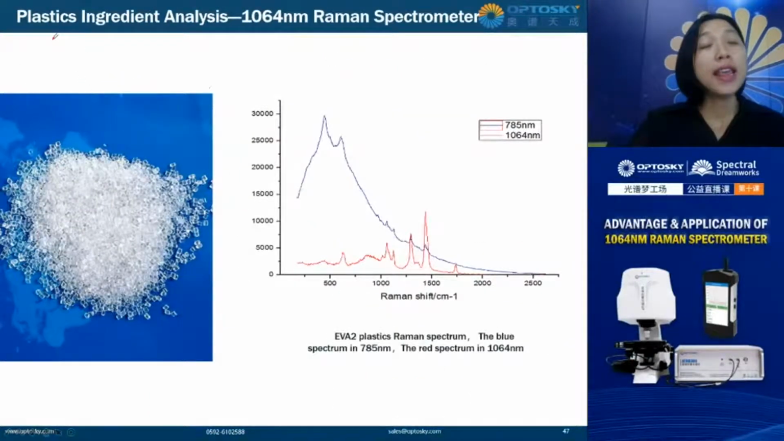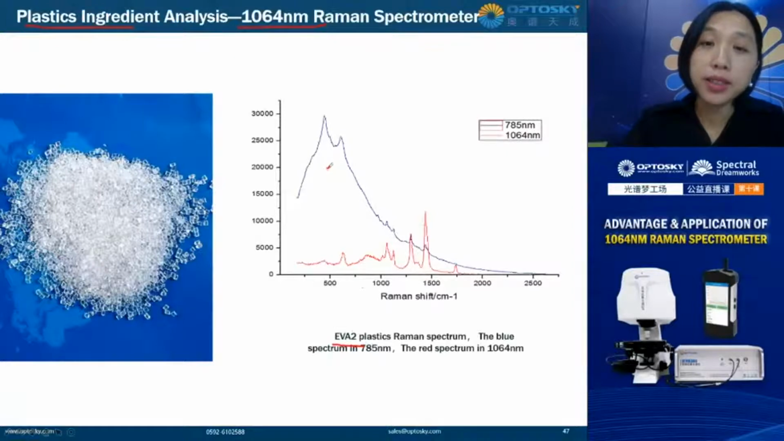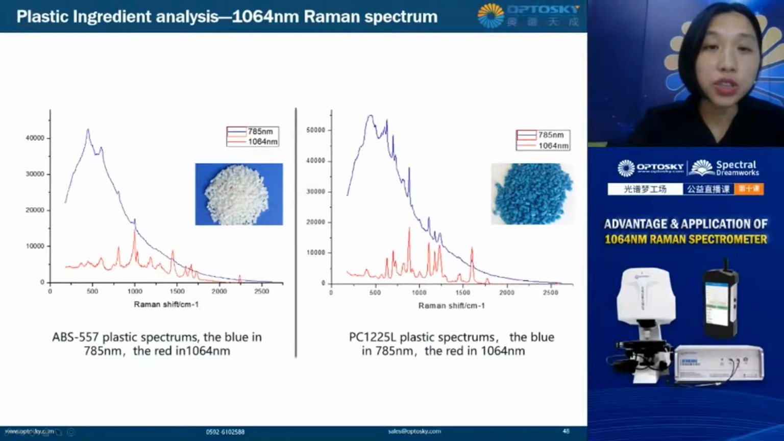And also, there are many plastic ingredients that cannot be identified because they look very similar. And the 1064 Raman spectrometer is very good to identify plastic. This is EVA2. Using Raman 785 could cause some mixtures. If you use the 1064, it can identify better. And also we have the ABS. The 785 signal is very weak. However, if you use the 1064, the signal is much better.